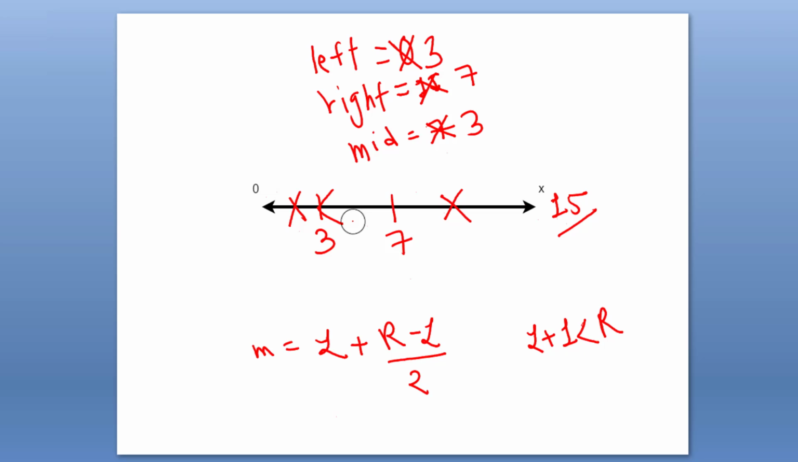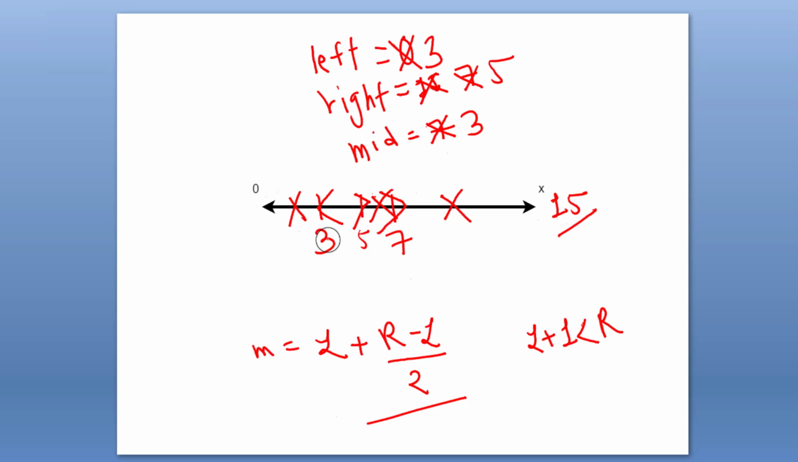Now, as the left pointer is 3 and the right pointer is 7, this condition is still true. That's why we are going to again check for the mid value. For 3 and 7, the mid value will be 5 according to this formula. And we're going to check if 5 into 5 is less than or greater than or equal to 15. As 25 is greater than 15, we are going to set our right pointer to be 5. Ignore this part. Right pointer is 5.